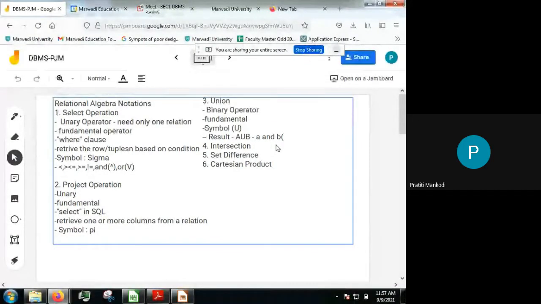Do you know that in set theory, if you have come across the proof, your union and your set difference is a fundamental operator, whereas your intersection is a derived one. Do you know this?